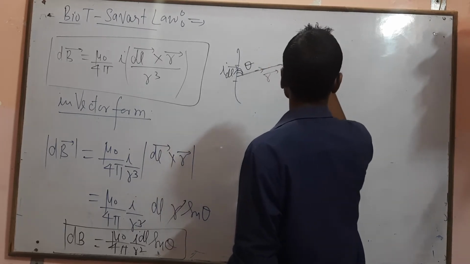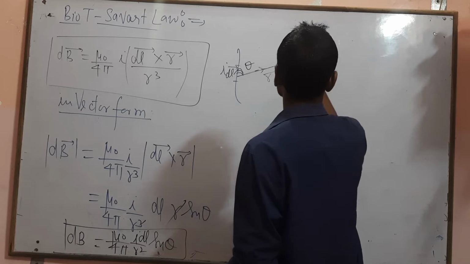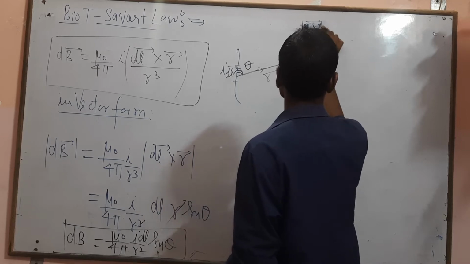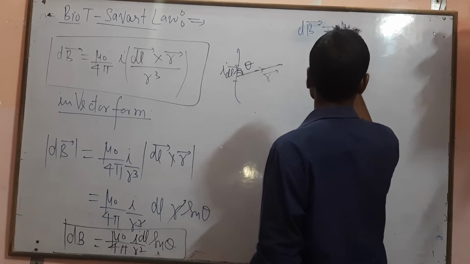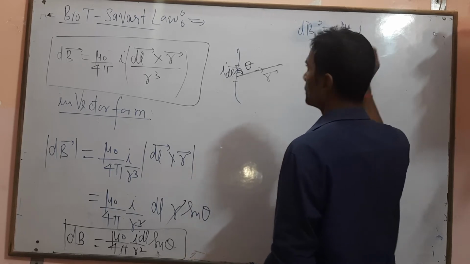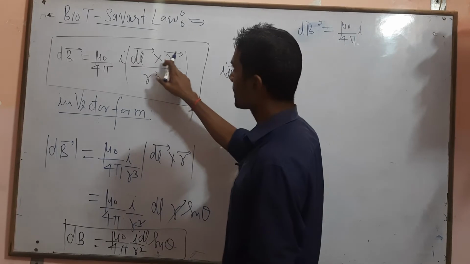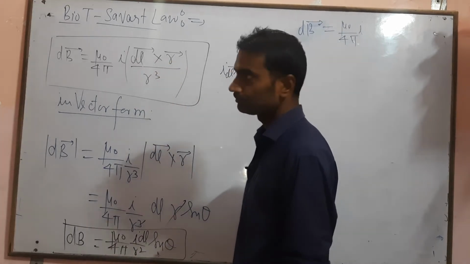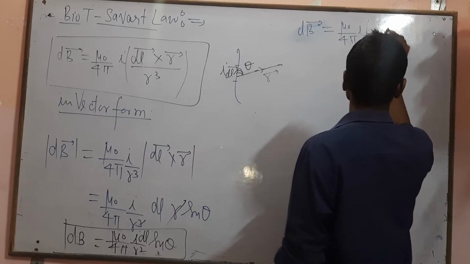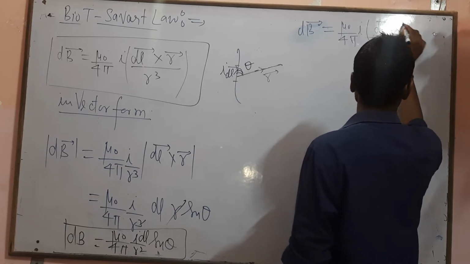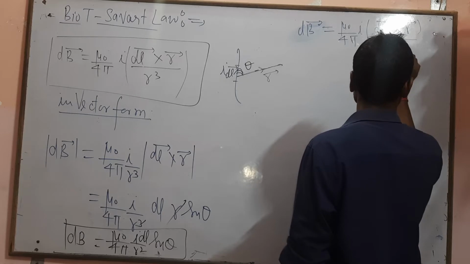Now dB in vector form can be written as dB equals mu naught by 4 pi I into dl vector cross r vector divided by r cube.